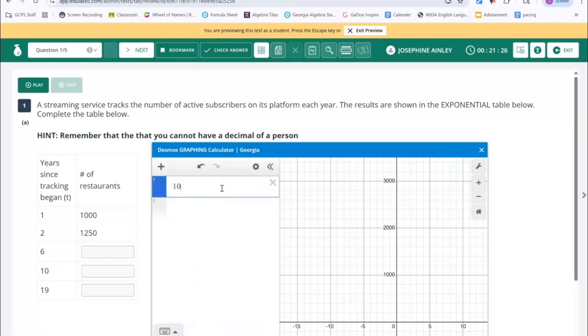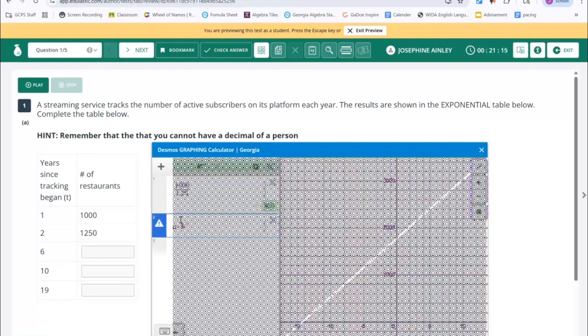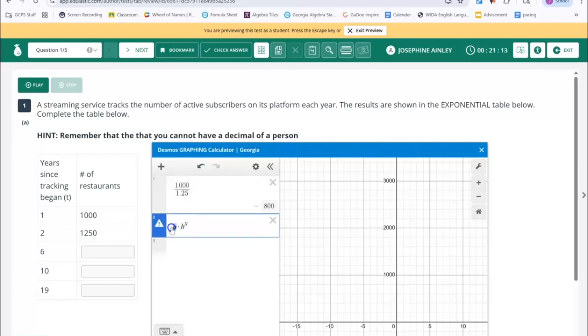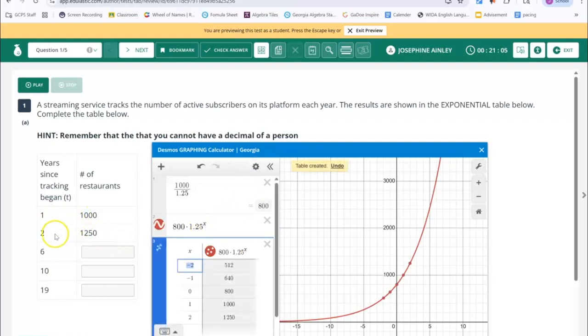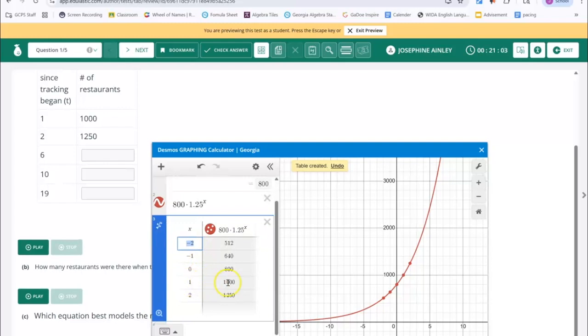So starting at 1000, if I divide that by 1.25, that's going to give me my A. So my start, again, remember it's a times b to the power x, is going to be 800, and we're going to confirm this. I know my b is 1.25, and if I make this a table, it'll match 1 and 2. So you can see that 1 is 1000, 2 is 1250.